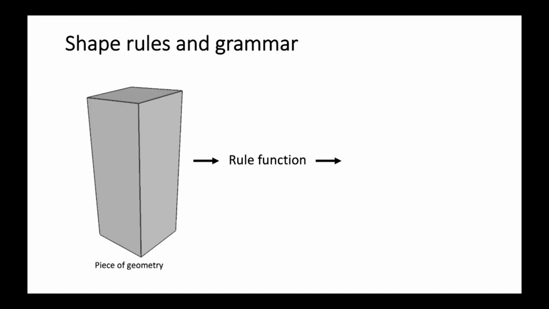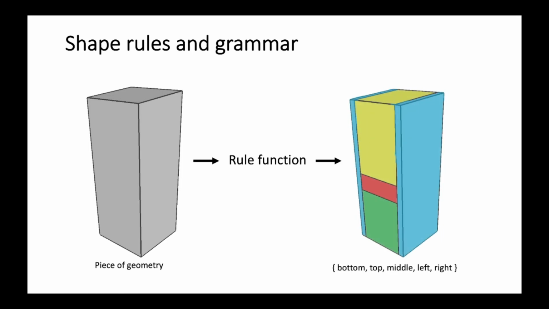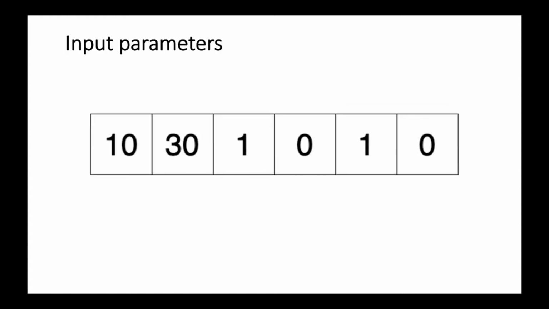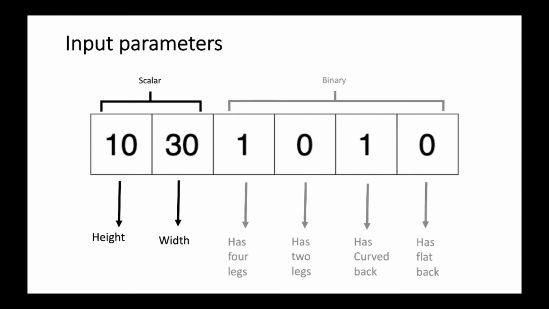Both of our steps use rules to construct a geometry. We define a rule as a function that takes in a piece of geometry as input and outputs a set of refined geometry. We can then group certain rules together to form a shape, which we call a grammar. We can define which rules to apply for a given shape using an input parameter vector in which each element and its values determine which rule to apply, either as scalar elements or binary ones.